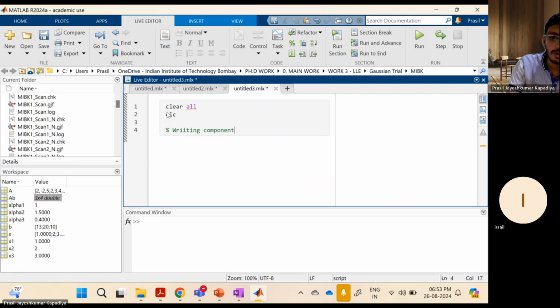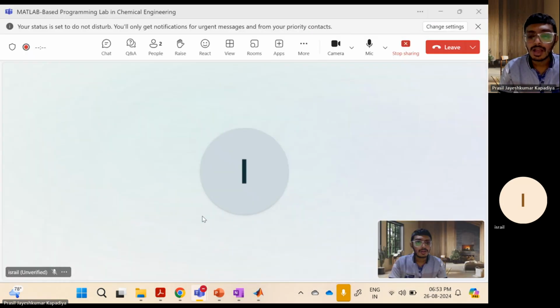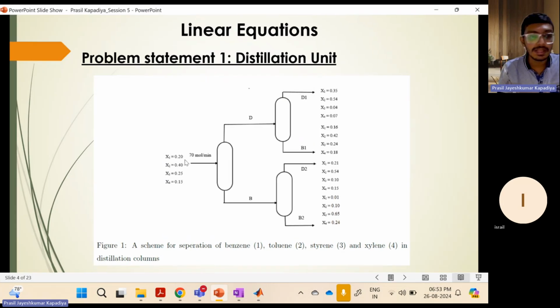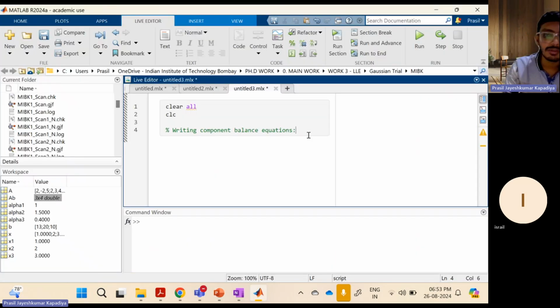Component balance equations. I'm writing the first component balance equation. So what is my equation for benzene? F into 0.2 is equal to D1 into 0.35 plus B1 into 0.16 plus D2 into 0.21 plus B2 into 0.01. Is this clear? Let me write it down.